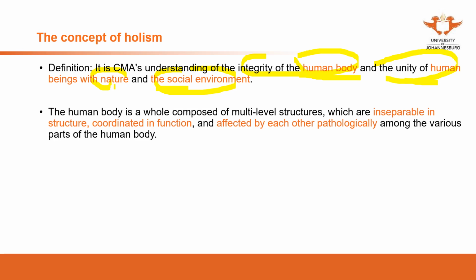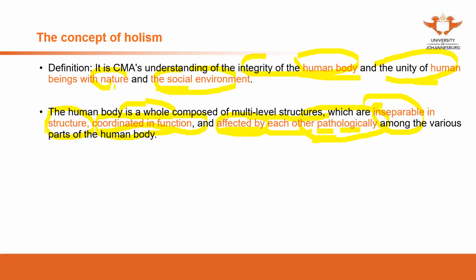What does it mean by human body itself? The human body is a whole composed of multiple level structures, which are inseparable in structure. In physical structure, they link together. They are inseparable and coordinated in function. In function, they link together. Pathologically, they are also going to be affected by each other.